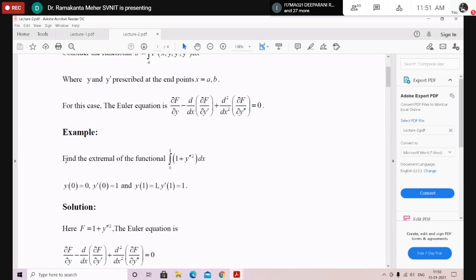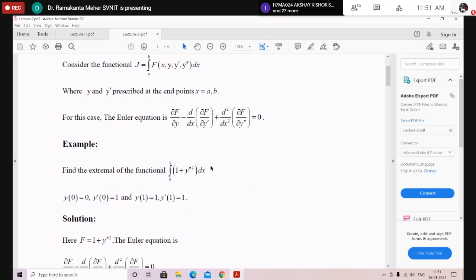If we write an example like this, find the extremal of the functional from 0 to 1, 1 plus y double dash square dx. Since here the order of the derivative is 2, the degree of the highest order derivative present in the function is 2. So we need 4 conditions for finding the extremal of the function.